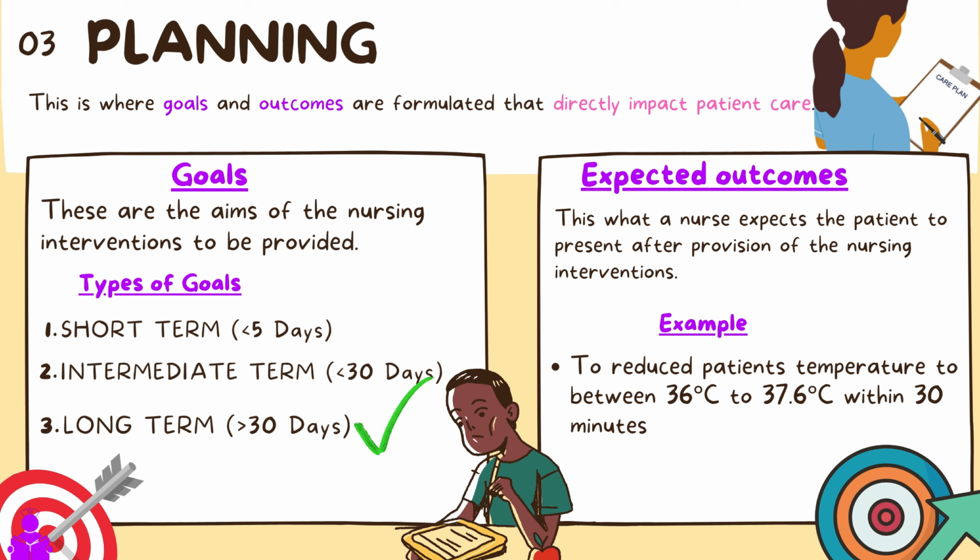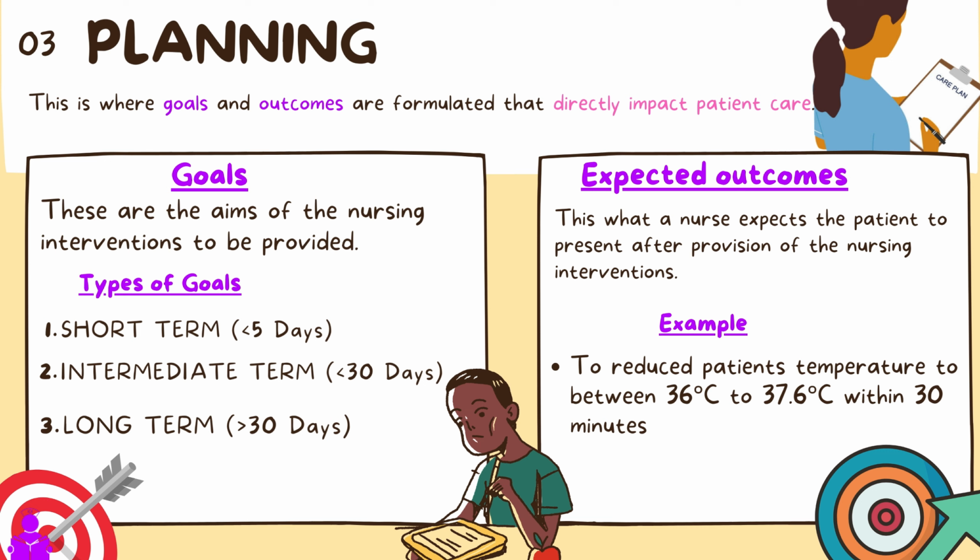Then we have long-term goals. So we aim to achieve these goals in more than 30 days. For example, complete wound healing. For expected outcomes, they are much more specific. These are going to describe precisely what we expect to see in the patient after our intervention. So it is going to be the evidence that shows that our goals are being met.